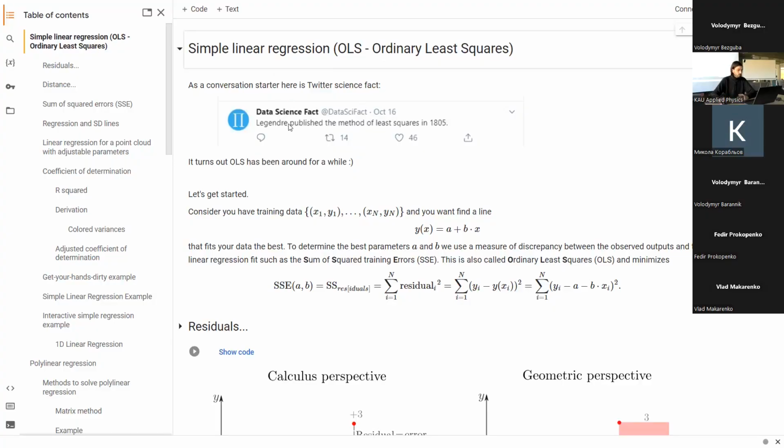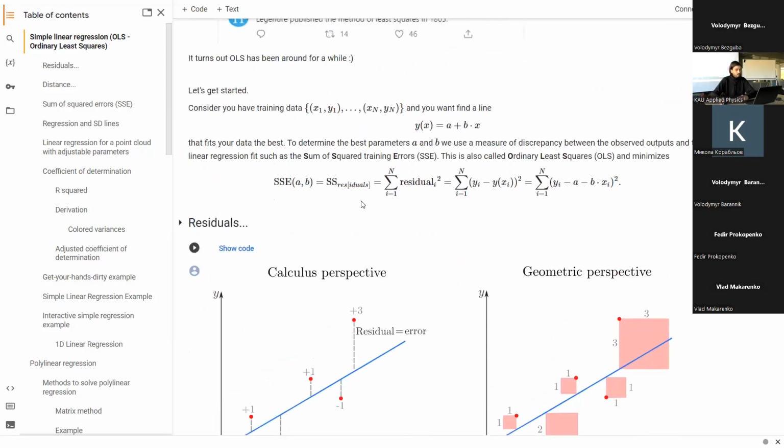So this is a very old method. Legendre published the method of least squares in 1805. So that was quite a long time ago. So what is the exact problem? If you have studied that in a course of calculus or whatever, you have probably seen something like this. You have some x's, you have y's associated with those x's, and you want to draw a line that minimizes some sort of error.